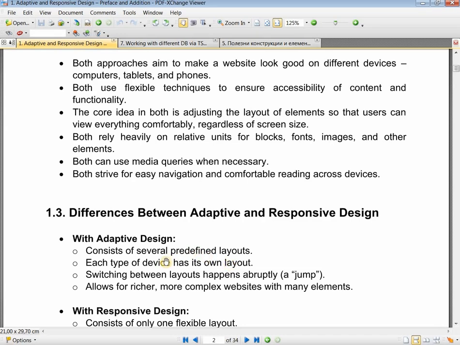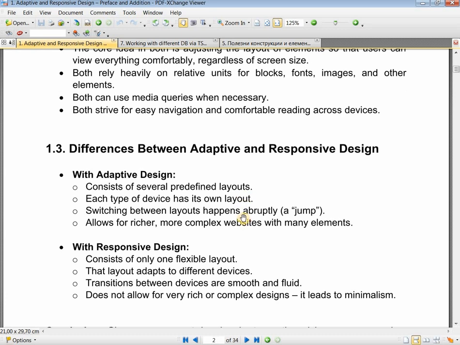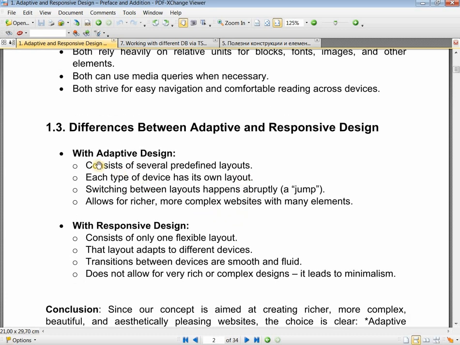What are the differences between adaptive and responsive design? In adaptive design we have the following. It consists of several ready-made mockups, and for each type of device we have a different mockup. This is a basic device. We have a sharp change when moving from one layout to another. It gives us the opportunity for richer and more complex elements and making a more complex site.